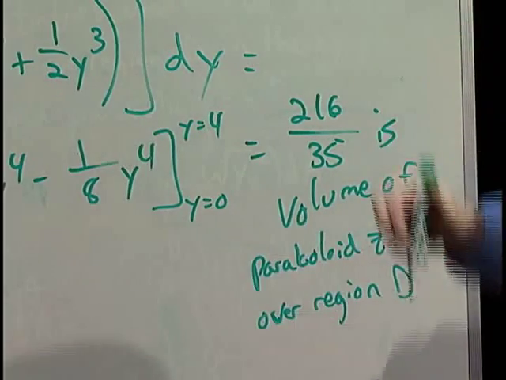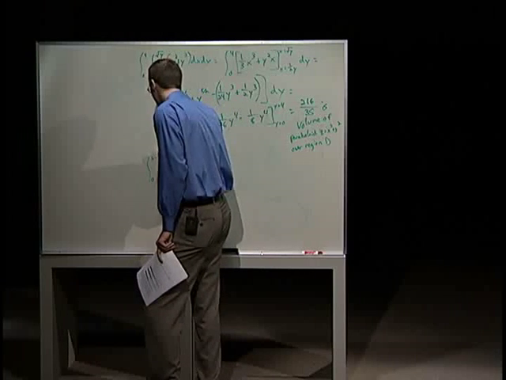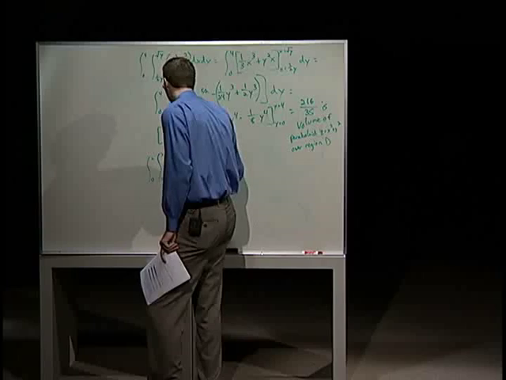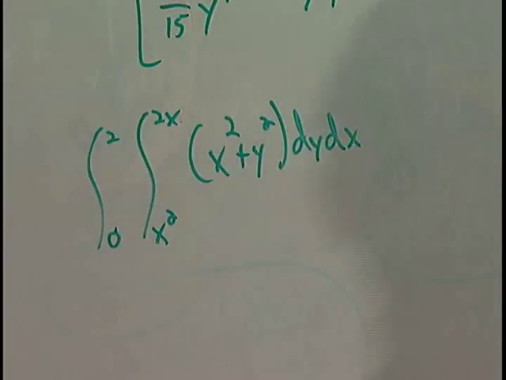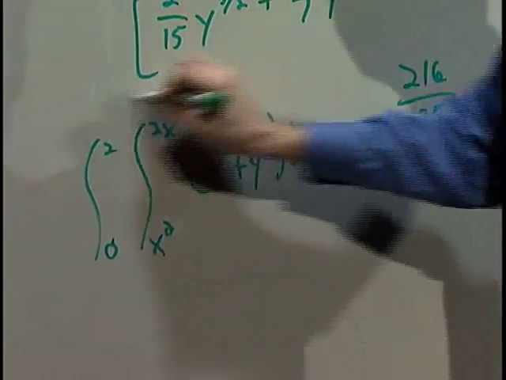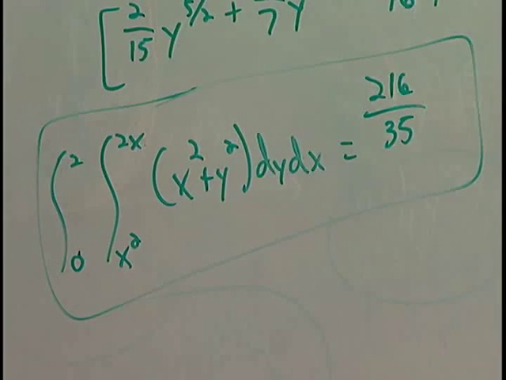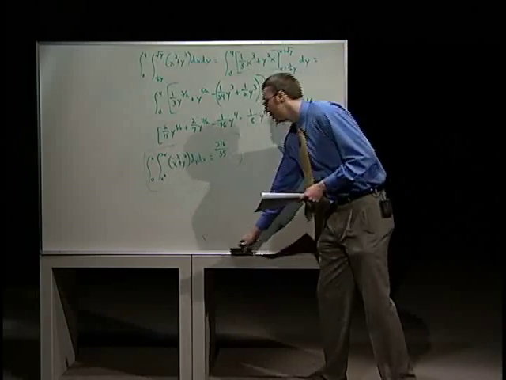And had you done this backwards, so had you gone ahead and done the integral from 0 to 2, and then which one was top and bottom? x squared to 2x of x squared plus y squared, and had you done dy dx, had you written this as a type 1 region and done the integration like that, you would have gotten the exact same answer, no matter which way you wrote the region. So that shows you that you could certainly do it either way.